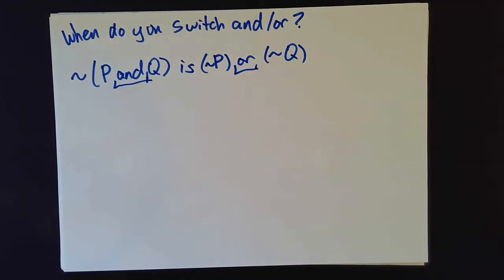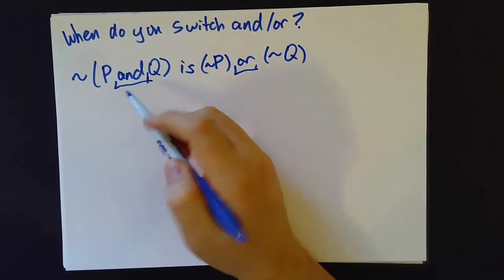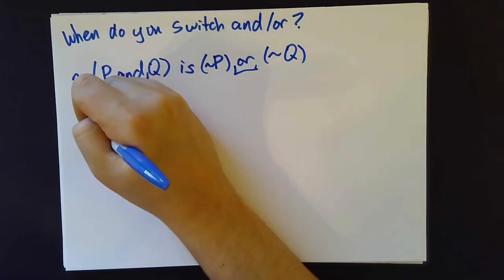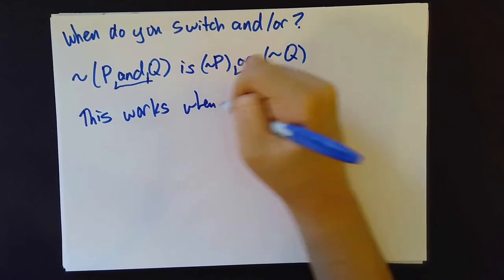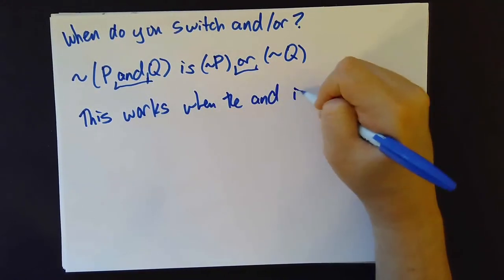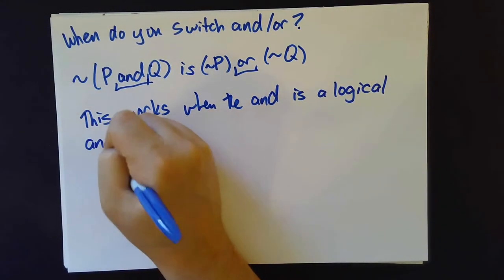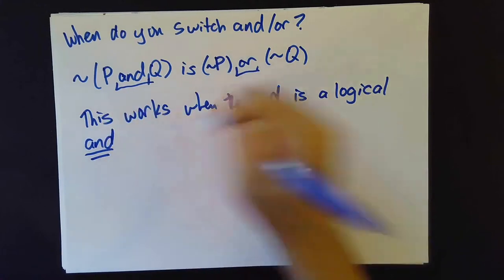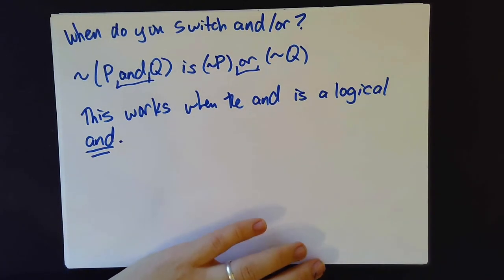And I, in the video, said, and I think this wasn't super helpful, this works whenever this and is a logical and. And so that perhaps raises the question, what is a logical and? And a logical and is one that connects two statements.